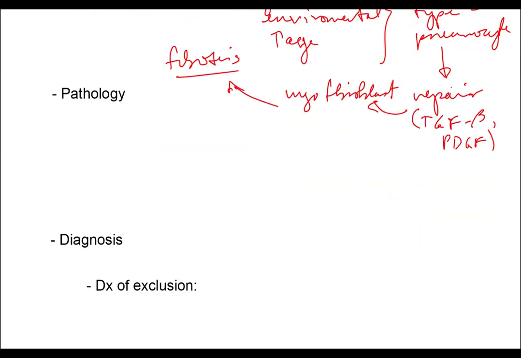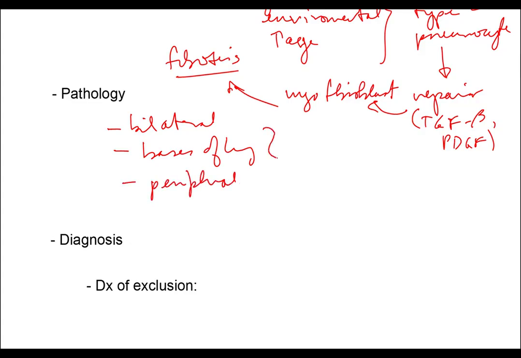When we talk about the pathology, the fibrosis that we're seeing is going to be in both lobes, so it's bilateral. It's in the bases of the lung, and it tends to be peripheral.